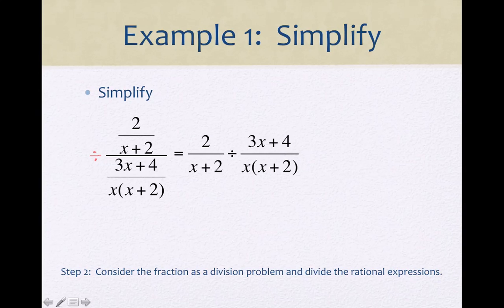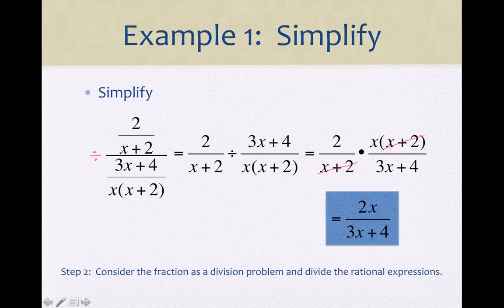So we're going to write that a little bit differently so it's a little more obvious to see how we should proceed. And now we can go back to what we did 2 objectives ago and work this out the rest of the way. So we know with division, we're going to change to multiplication by multiplying and then flipping our second fraction. And now we can cancel common factors. So that's going to be the x plus 2 here that can cancel with the x plus 2 here. And finally multiply across to end up with 2x over the 3x plus 4.